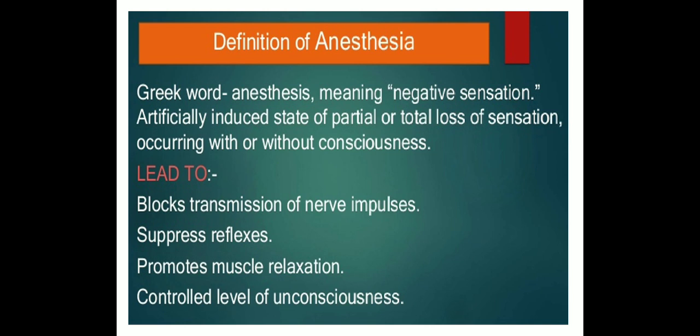is transferred through the sensory nerve to the brain so that we can realize the pain. So these pain impulses, the nerve impulses, are blocked so that we cannot feel the sensation of pain. It suppresses reflexes, as many reflex centers are situated in the hypothalamus of the brain. So anesthesia leads to suppression of those reflexes like the respiratory center, thirst center, cough center, etc.